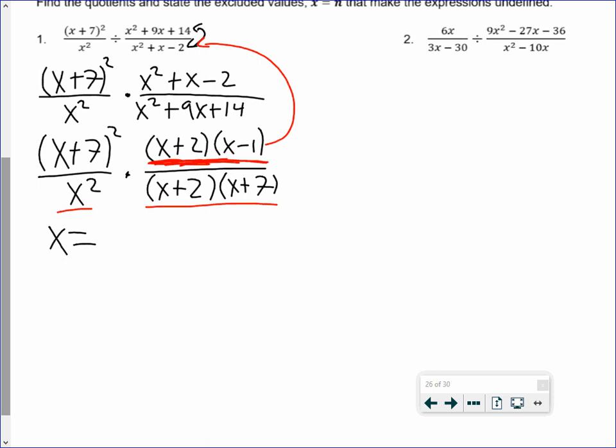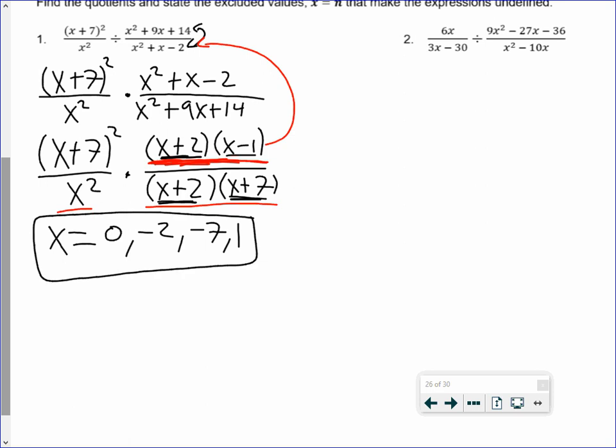So our excluded values are going to be 0 from the x squared, negative 2 from x plus 2, and negative 7 from x plus 7. We have another negative 2 from x plus 2, but we don't need to write it twice. And lastly, we have 1 from x minus 1. So those are all our excluded values of x.